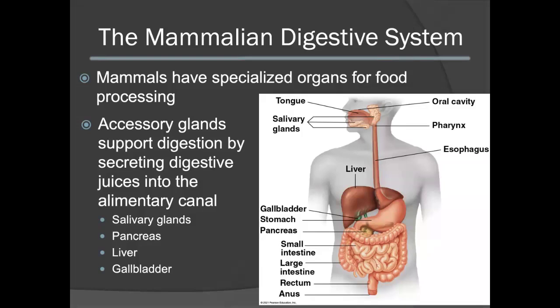Mammals have specialized organs that are in close association with the digestive system to help process food. There are many accessory glands that support the digestive process. They do so by secreting digestive juices and enzymes into the alimentary canal. These accessory glands include the salivary glands, which can be seen in the diagram to the right, the pancreas, liver, as well as gallbladder.